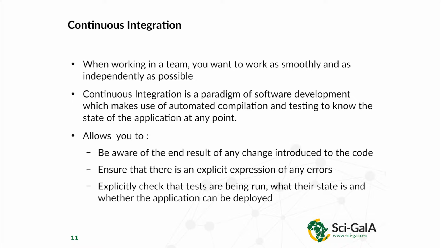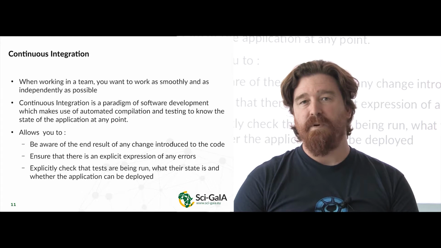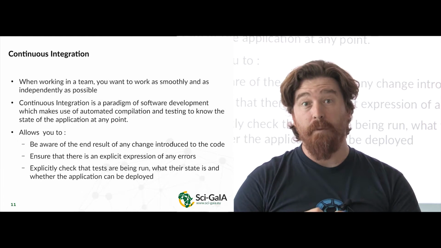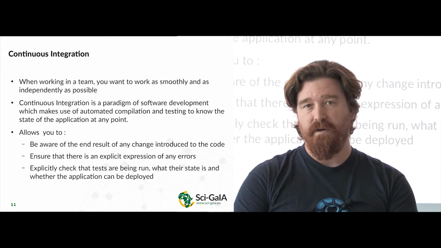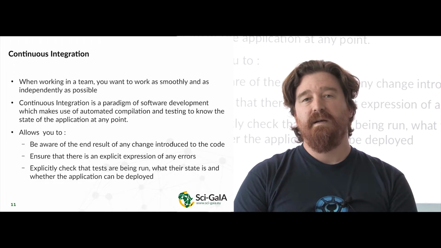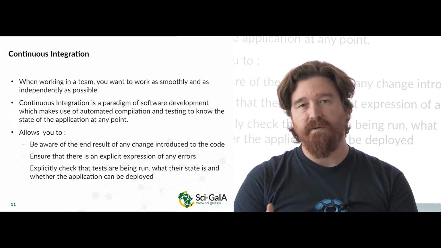Let's go a little bit into the theory and practice of continuous integration. So when working as a team, you basically want to work as independently but also as smoothly as possible. It's no use, if your team is made up of 5 people, for example, that all those 5 people work completely independently. Because at some point, you're going to have to merge your work and build one product. Otherwise, you'll end up with 5 products and a lot of repetition of functionality, code, problems, and so on.